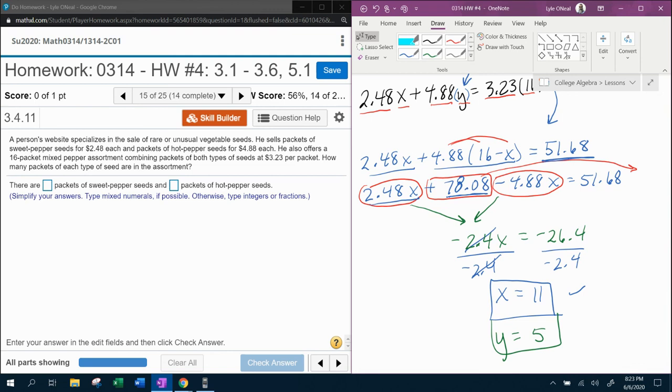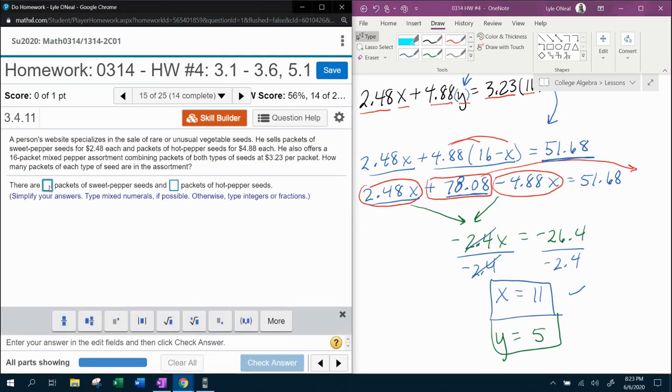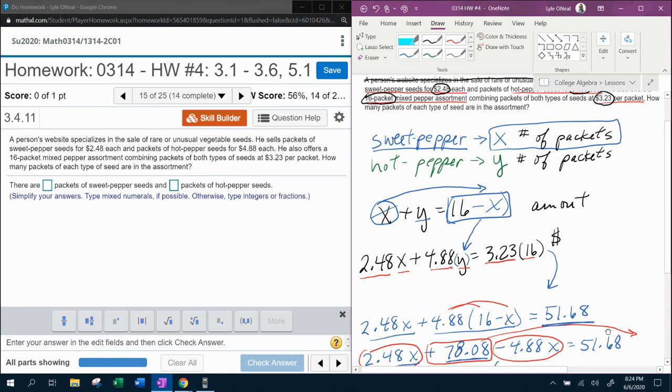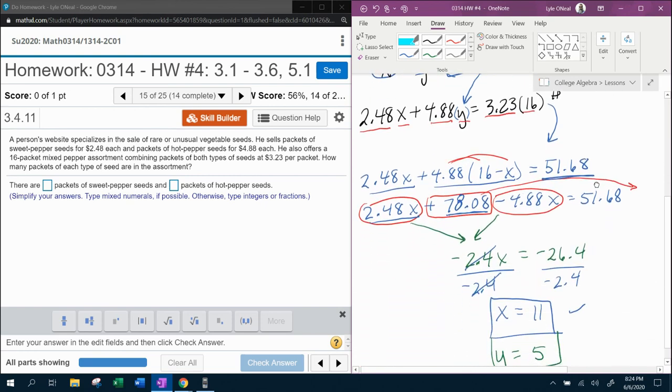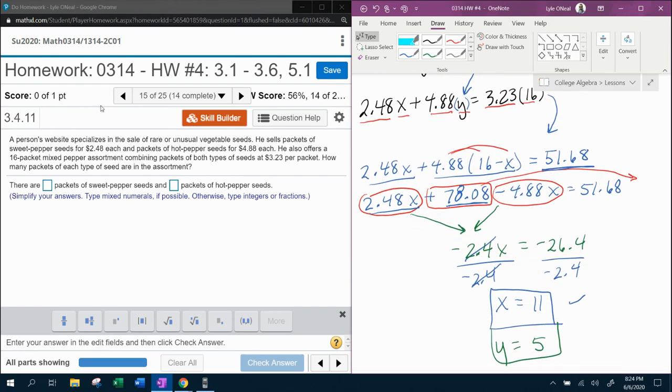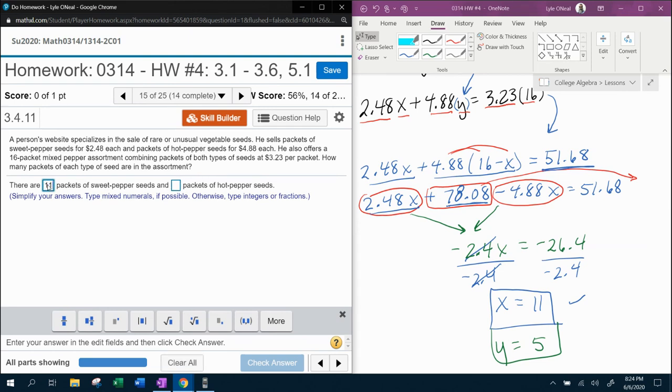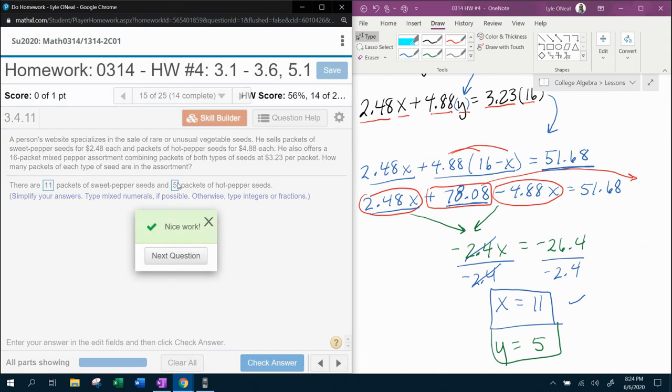So let's check that over here. There are how many packets of sweet pepper seeds? Sweet is X, and that is 11, okay? Hot pepper seeds is 5. And there you go. Man, I'm going to leave that the way it is to illustrate, again, how you can realize when something is off and then how to go back and troubleshoot that.